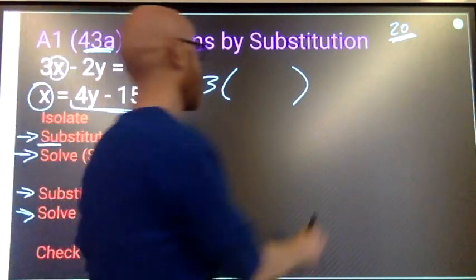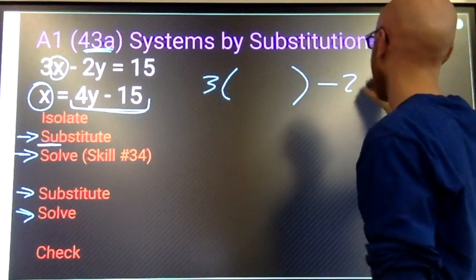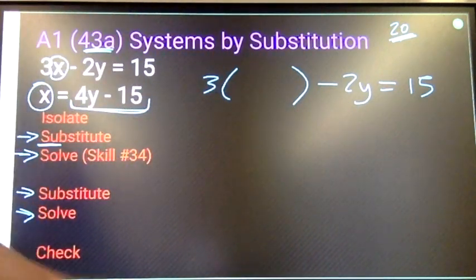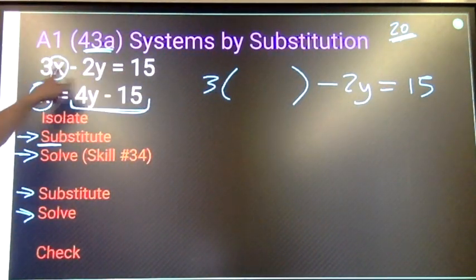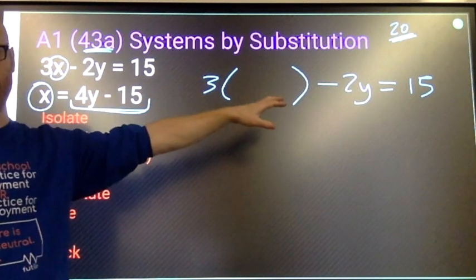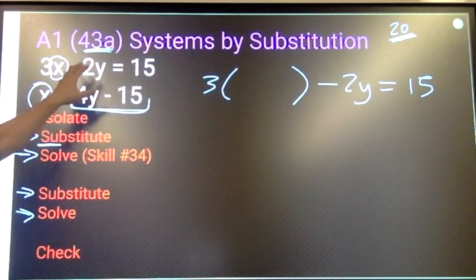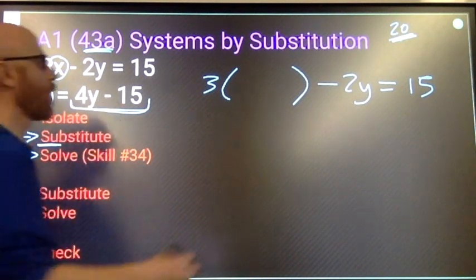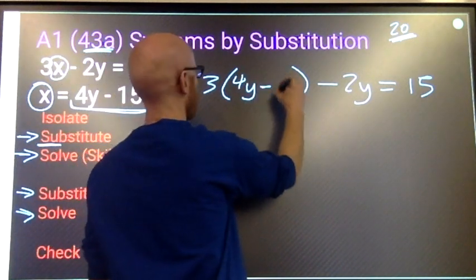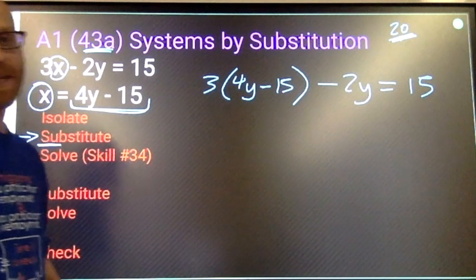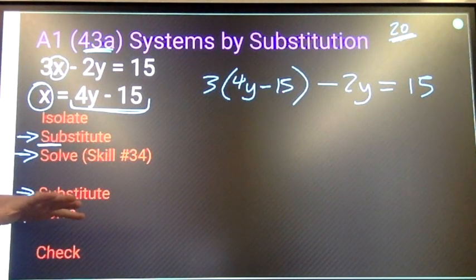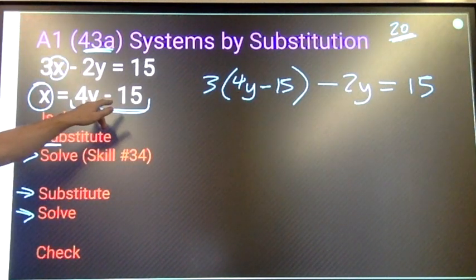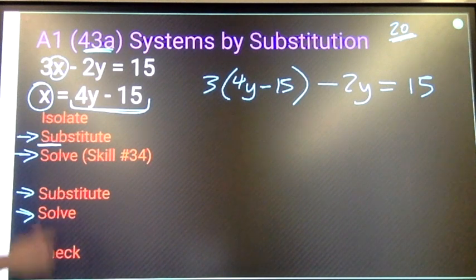But before I do that, let me continue. 3 times x minus 2 times y equals 15. So I've rewritten this top equation. See that I've just rewritten that. Now again, I'm going to replace x with what x equals. So 4y minus 15. That's all that I've done. Replace x in the first equation with 4y minus 15. Now, solve.